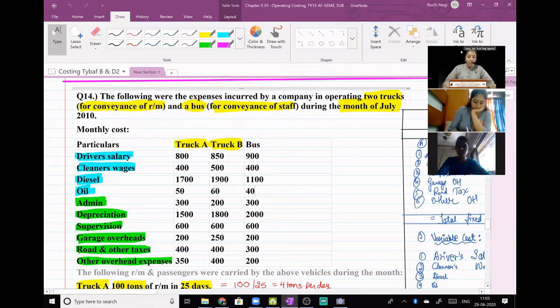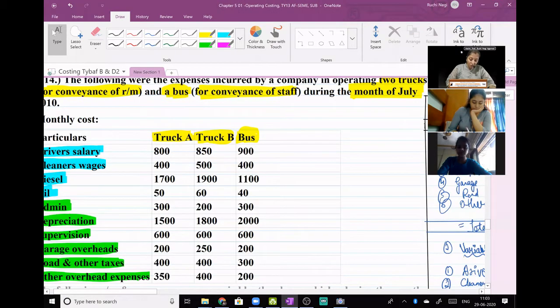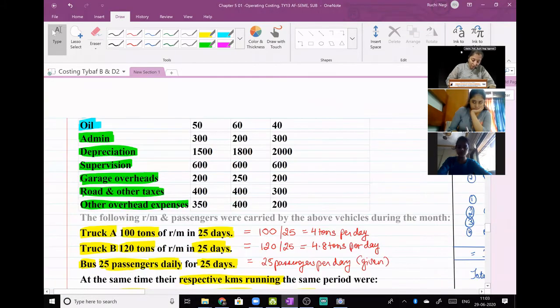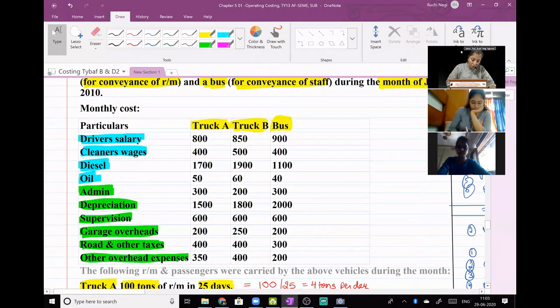Following expenses were incurred by a company in operating 2 trucks. Okay, so the company actually has 3 vehicles, right? 2 trucks and 1 bus. So total 3 vehicles. Trucks carry load. They are carrying load.